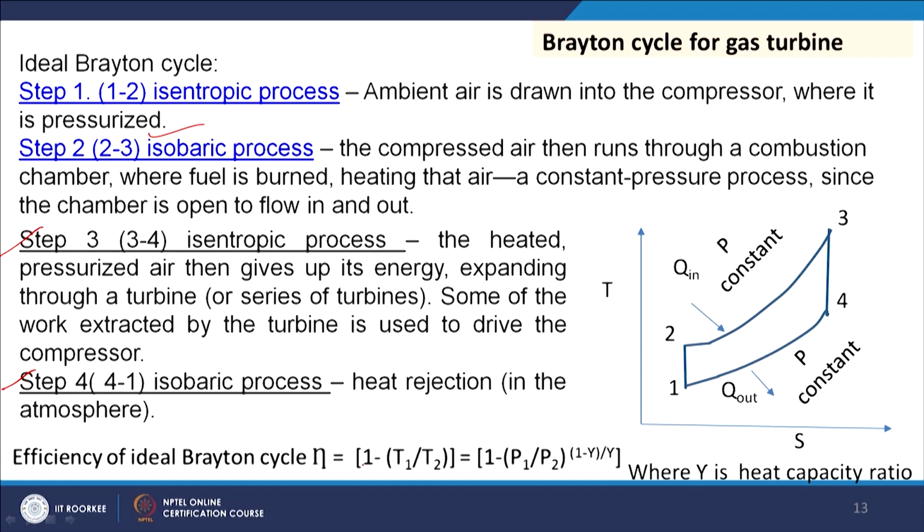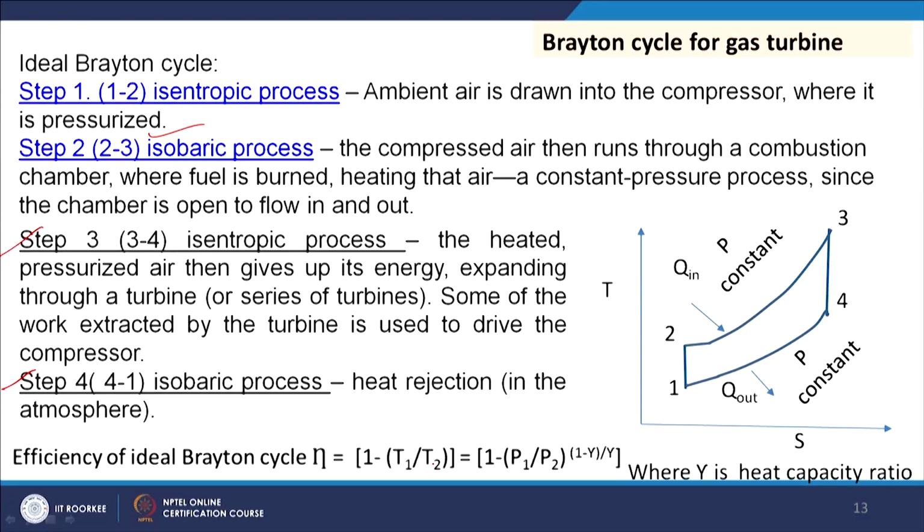So, these are the steps of the gas turbine cycle, and efficiency is equal to 1 minus T1 by T2, just like the Carnot cycle efficiency, or T1 by T2 can be replaced by P1 by P2 to the power (1 minus gamma) by gamma. Already we have studied this in thermodynamics subjects, where gamma is the heat capacity ratio.